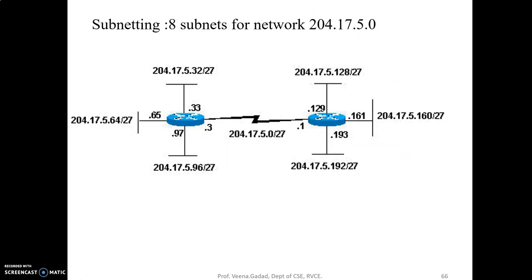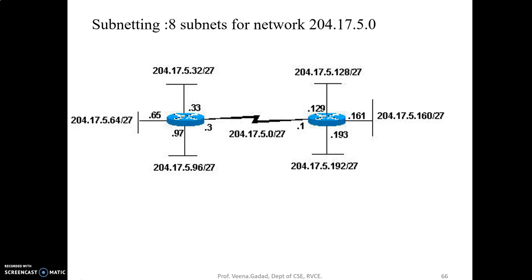Take one more example, wherein I want to create 8 subnets for the network 204.17.5.0. So this is a network address. Here I want to create 8 subnets. How do I do that? Okay, so it is something like this. For this router, I will have subnets 1, 2, 3. For this router, I'll have again 3 more subnets. So this comes out to be 6 subnets. And one more subnet is actually the internet to which each of these routers gets connected. In fact, the internet is itself considered to be a subnet.